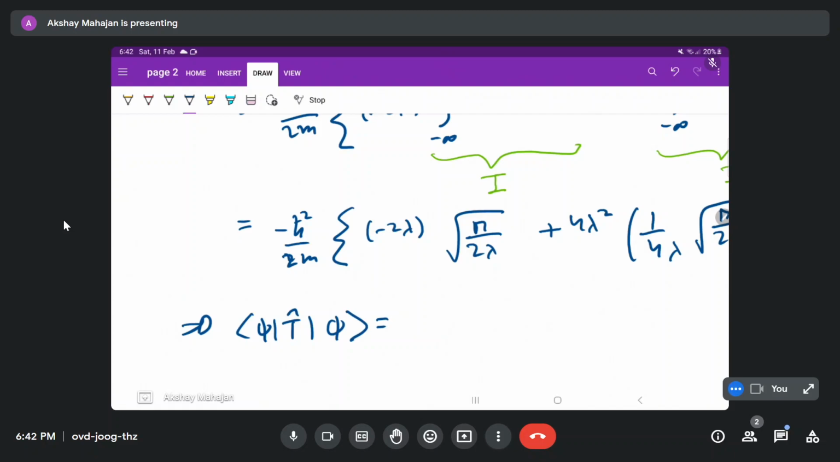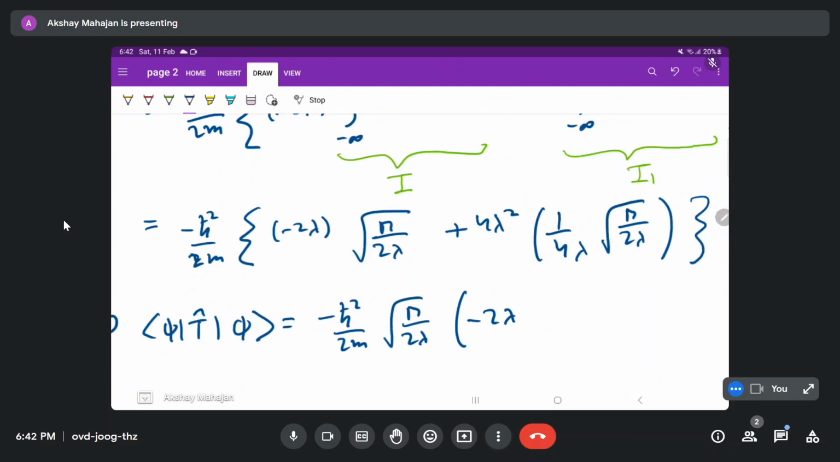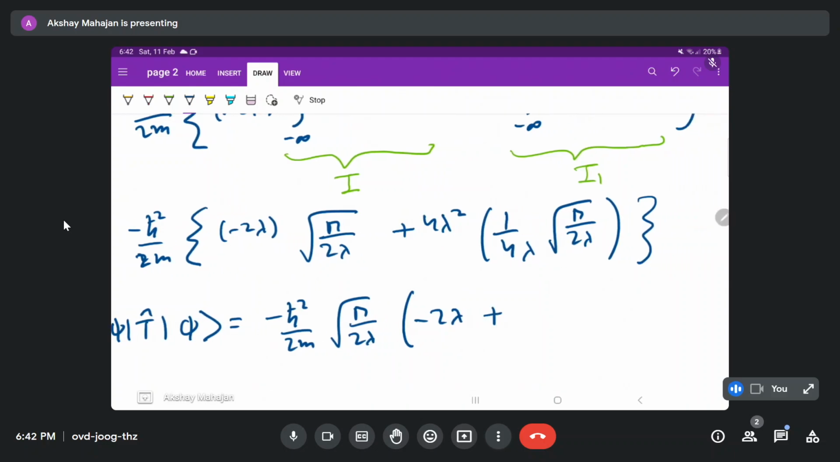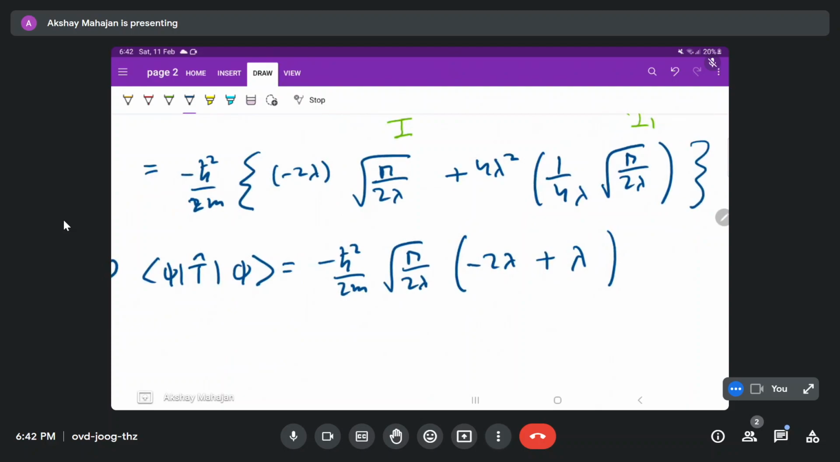That will be equal to, let me just keep this one h cross square by 2m common, and I will also take out root pi by 2 lambda, times minus 2 lambda, and here I will have 4 lambda, or just lambda. So this is coming okay, I guess. It will become h cross square by 2m lambda under root pi by 2 lambda.